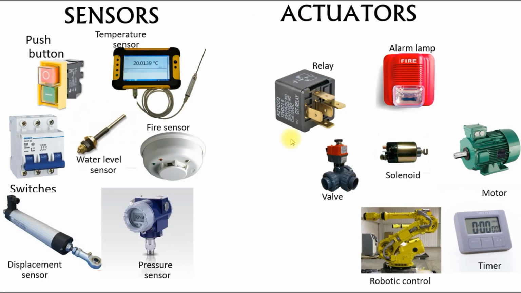At the other end, actuators: relay, solenoid, motor, robotic control, timer, alarm, valve, everything comes under actuator. In my example, the laptop cooling fan mechanism is a DC motor. A small 5 volt DC motor is employed to provide ventilation for your CPU. A relay is used in smart home applications, so we can switch our fan or light, all electrical appliances, on and off with the help of a mobile phone.